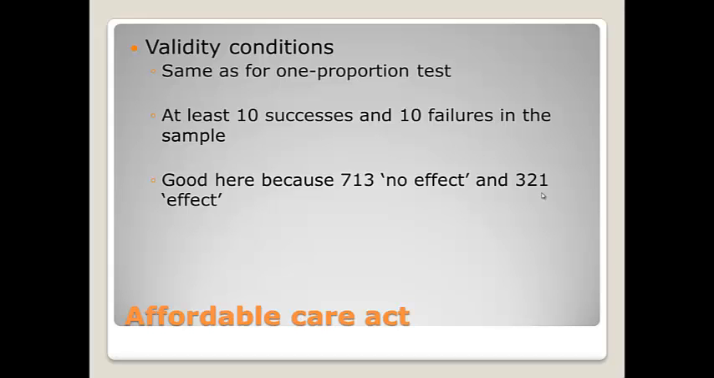In this case, they've done exactly what we just showed you on the previous slide. Caution here, there are validity conditions. This is a predicted 95% confidence interval. The conditions are the same as for the one proportion test. You should have at least 10 successes and at least 10 failures in the sample. We're good here because we have 713 people in the sample who said no effect, 321 people who said there was an effect. Both those numbers are well above 10, so our theory-based approach to getting a confidence interval is just fine.